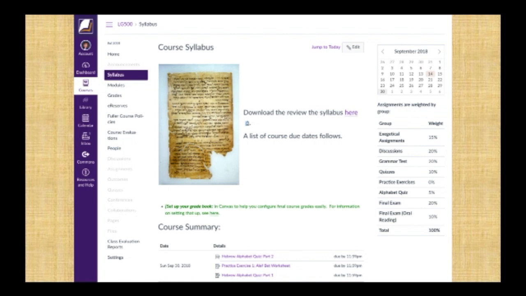Under the syllabus, you will find a link to download a PDF version of the syllabus. Please read through that right at the beginning of the course or even before. And then below you will find a summary of due dates. And this is important information so that you'll know when work is required.